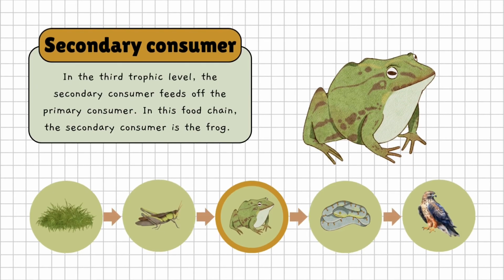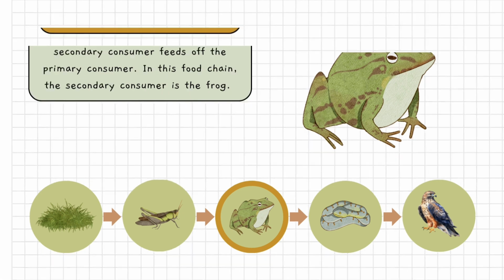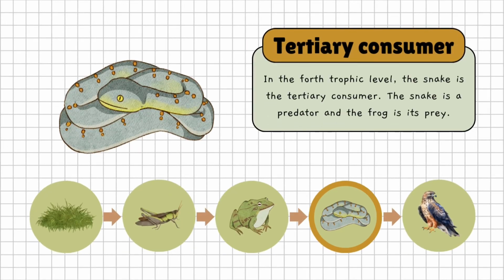Now, in the third trophic level, the secondary consumer feeds off the primary consumer. So, based on this food chain, the secondary consumer is the frog. So, because the frog ate the grasshopper. So, now we call the frog as the secondary consumer.